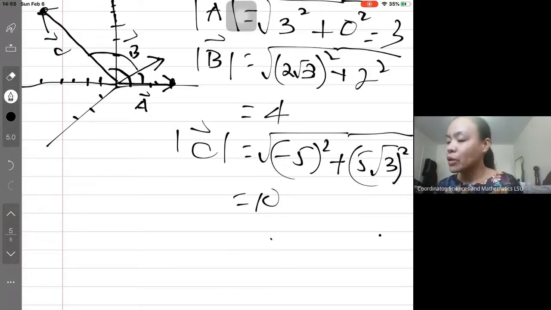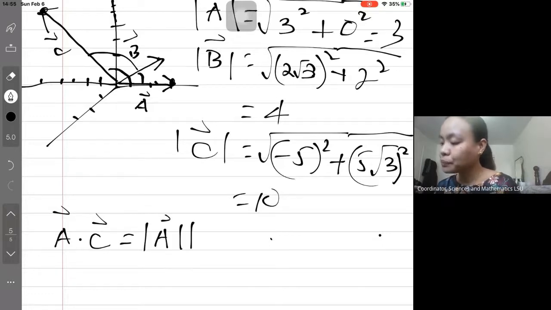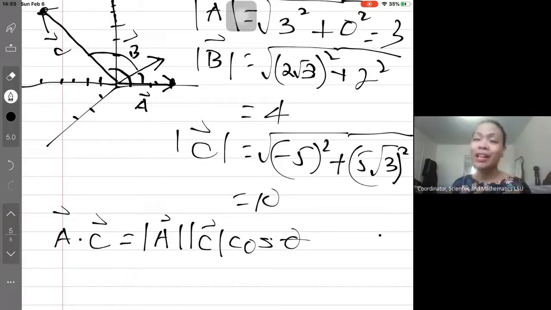Okay, so let us have vector A and C first. With that, we have the dot product of A and C is equal to the magnitude of A and C times cosine theta. This formula is also in your module. What I am discussing is an example that is not in your module, but an application of what is in the module. The other examples in the module are different, so you have many sources.